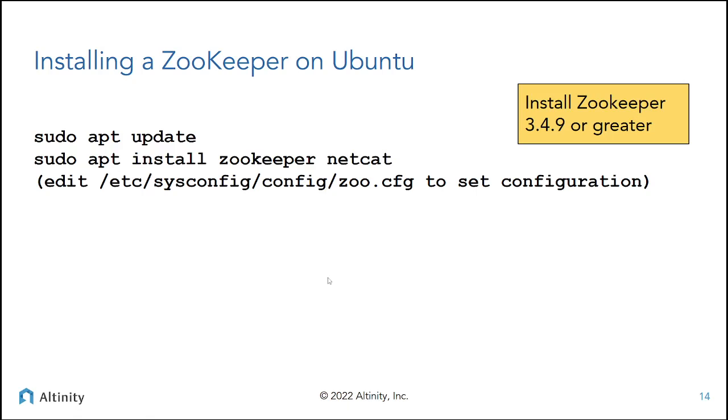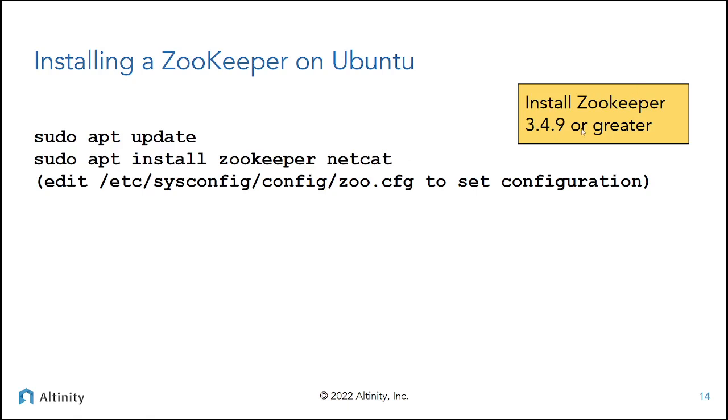Installing Zookeeper is pretty easy in most cases. Here's an example of installing it on Ubuntu. You do an apt update, you do an apt install, and you want to install Zookeeper plus this thing called netcat, which you'll see is a command that we use. It's also abbreviated as NC. It's a command we use to send commands to Zookeeper itself. Those are the only two commands, as long as you have it in your repo.